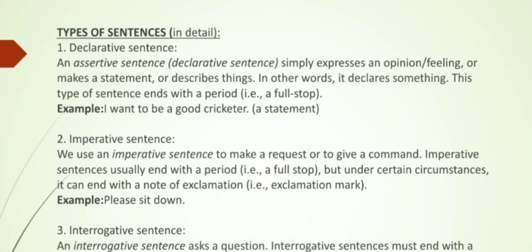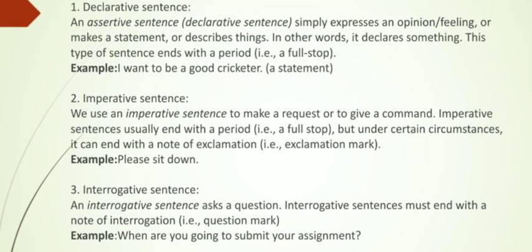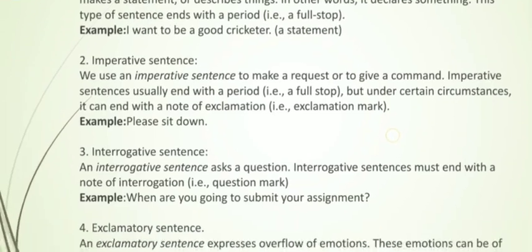So declarative sentences have three types: affirmative, negative and emphatic. We have seen imperative. Imperative has four types, you can say, because it can give a command, it can give a request, it can express advice, it can also express entreaty. In general cases it ends with a full stop, but in case of some sudden feeling or expression, you can use an exclamation mark also.